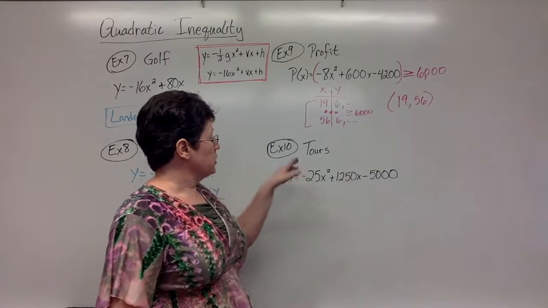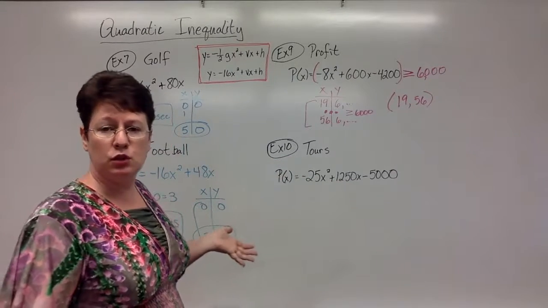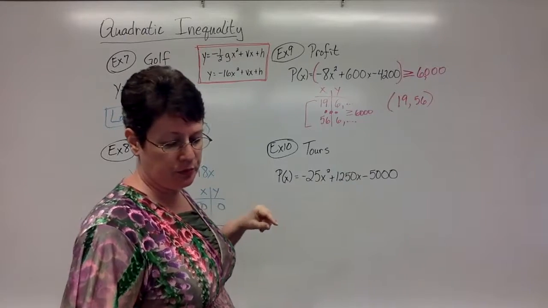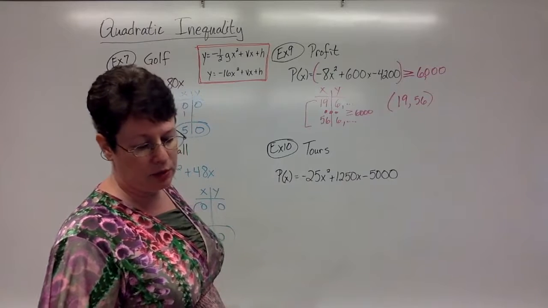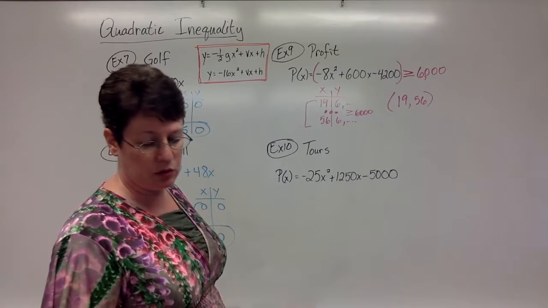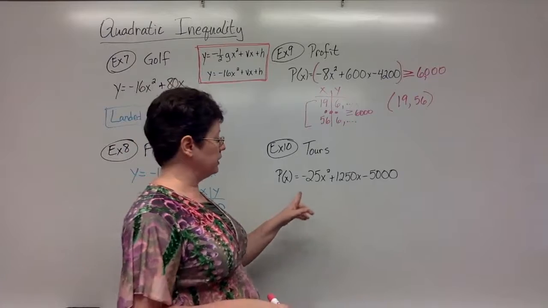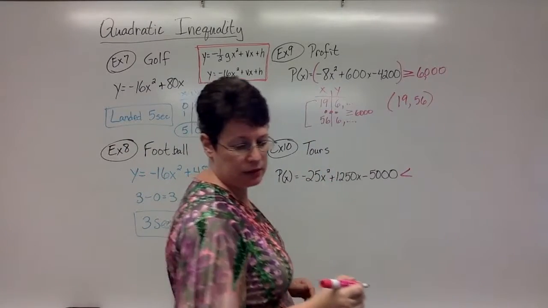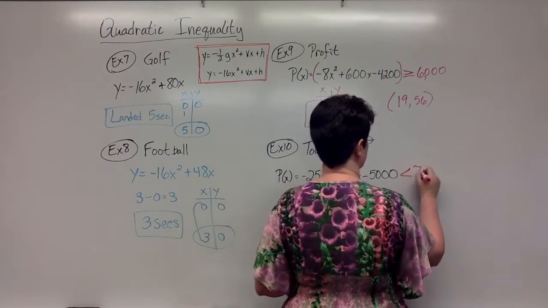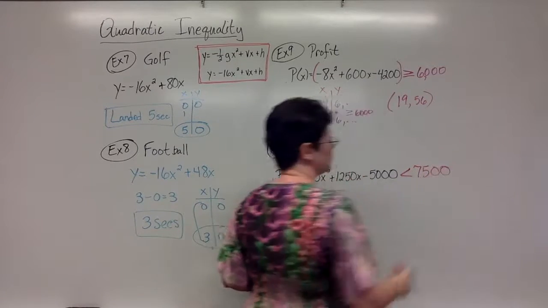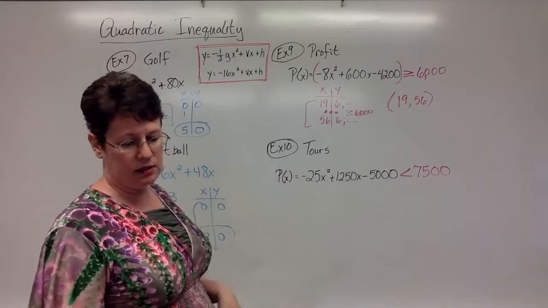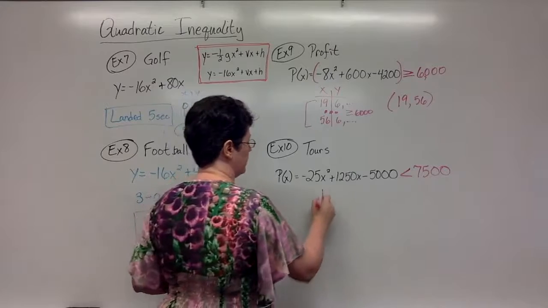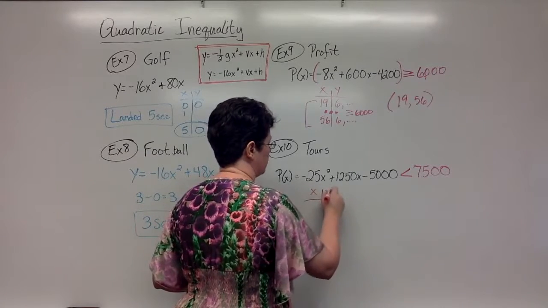Now, let's look at number 14. We have a business that does tours. They model their profit with this quadratic equation. And they want to know how many people they have to sign up so they don't have to reschedule. But that means their profit cannot be less than, what was the amount? 7,500. So where is my profit less than 7,500? So we have to look at our table. Again, scroll down. Don't write them all down.